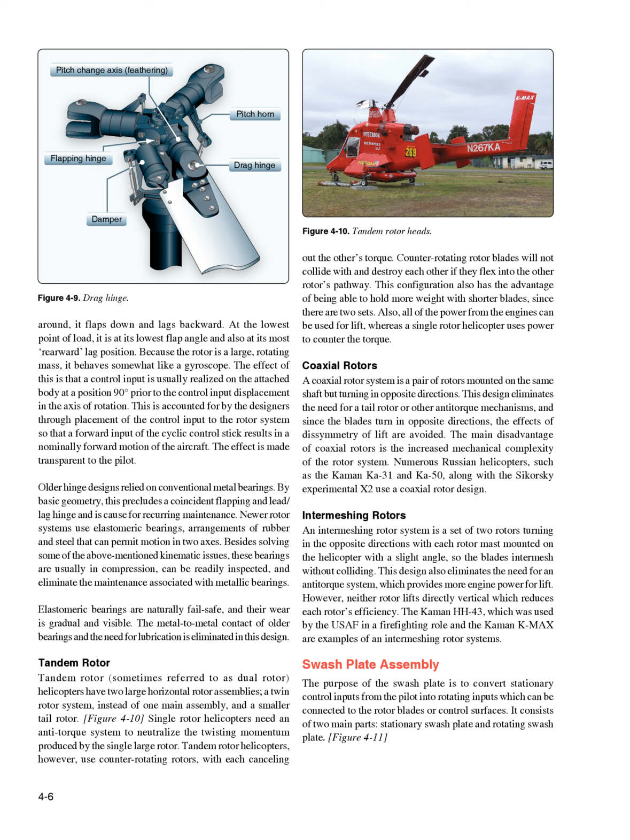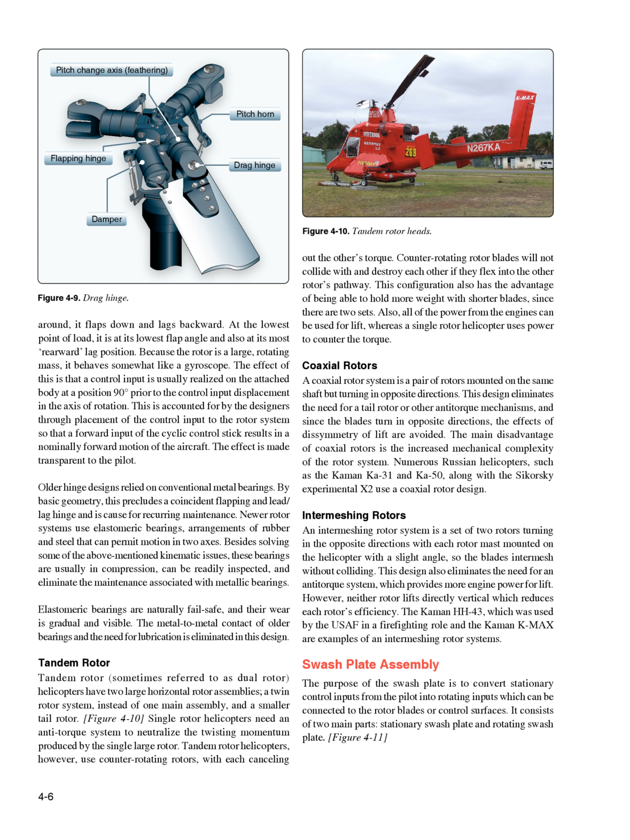Older hinge designs relied on conventional metal bearings. By basic geometry, this precludes a coincident flapping and lead/lag hinge, and it is cause for recurring maintenance. Newer rotor systems use elastomeric bearings, arrangements of rubber and steel that can permit motion in two axes. Besides solving some of the above-mentioned kinematic issues, these bearings are usually in compression, can be readily inspected, and eliminate the maintenance associated with metallic bearings. Elastomeric bearings are naturally fail-safe, and their wear is gradual and visible. The metal-to-metal contact of older bearings and the need for lubrication is eliminated in this design.